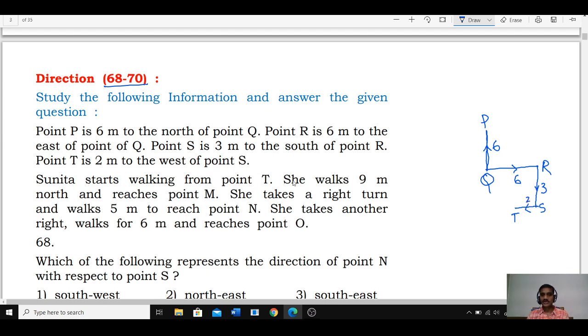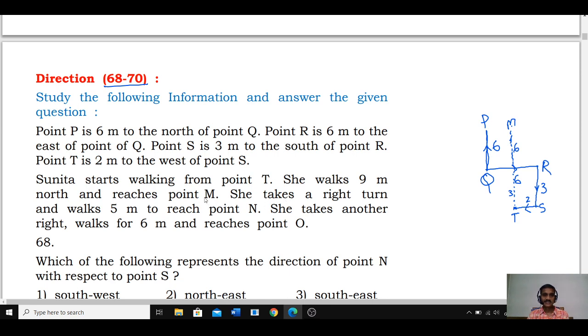And Sunita started walking from point T. That means from this place she walked 9 meters north. 9 meters north means first she walked 3 meters, followed by 6 meters, hence a total of 9 meters. From here Sunita started and walked 9 meters, reaching point M. Now P and M are in the horizontal direction.